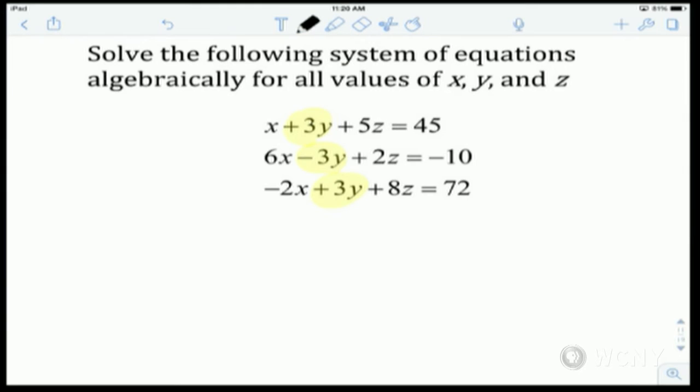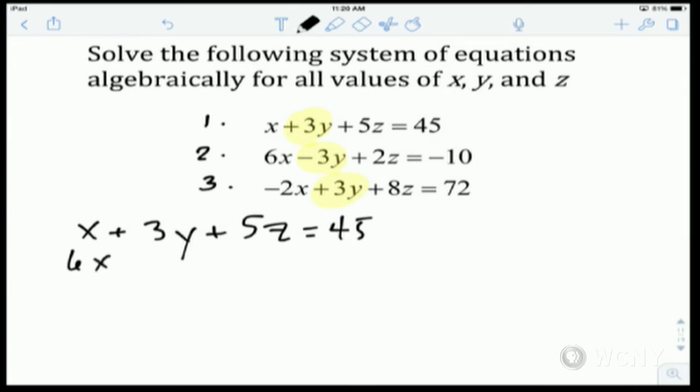I suggest that you number your equations, 1, 2, and 3, to keep organized, because this is going to get messy. So, first things first, I'm going to look at equations 1 and 2 by themselves, because when I add them, those y's will cancel right out. So I'm going to rewrite equations 1 and 2. I have x plus 3y plus 5z equals 45, and 6x minus 3y plus 2z equals negative 10. Those are equations 1 and 2. Again, you need to communicate your work to the person grading your test, so it's good to just be organized and label equations like that.